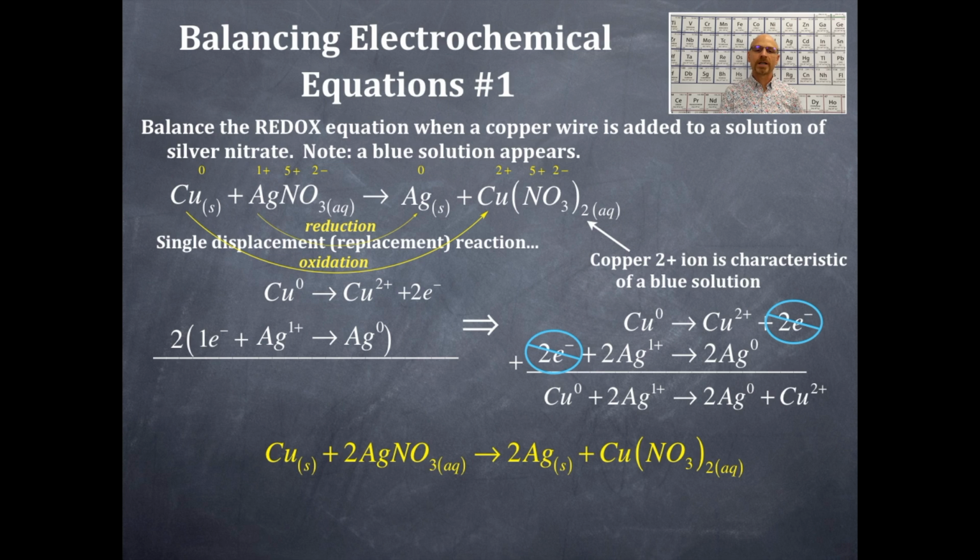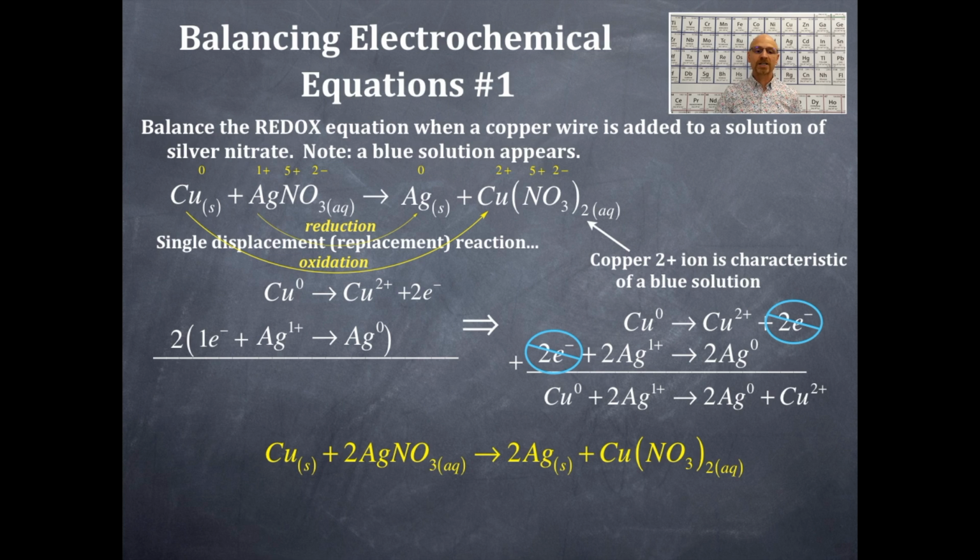I have 1 stoichiometric coefficient on the copper, 2 silver nitrates yields 2 silvers plus 1 copper nitrate. Now, the last thing that you're going to do is make sure that you've got the correct answer, and you're going to label things. Okay, and so you're going to check everything.